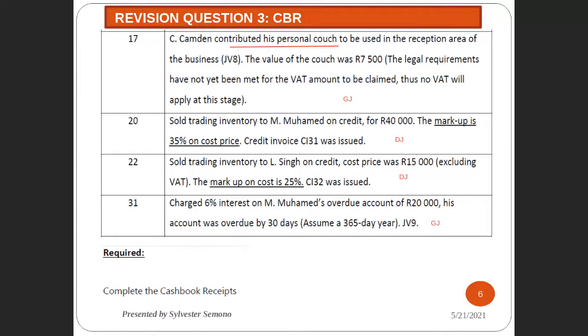Remember I told you before, if you charge an overdue account, let me highlight for you, this account is overdue. If you charge interest on an overdue debtor account, it must always go to GJ. But if the interest was on the bank statement, the one you get from the bank, that is the one you must take to the CBR. Are we together? I hope everyone is following. And then the requirement here: complete the cashbook receipts.